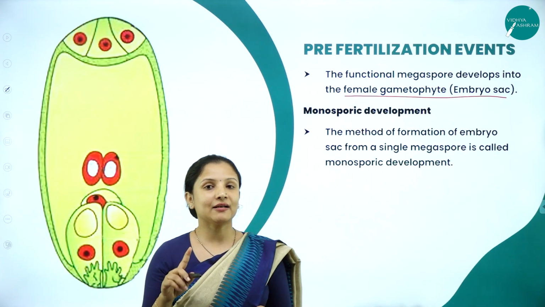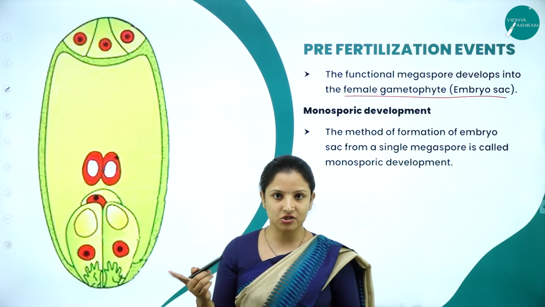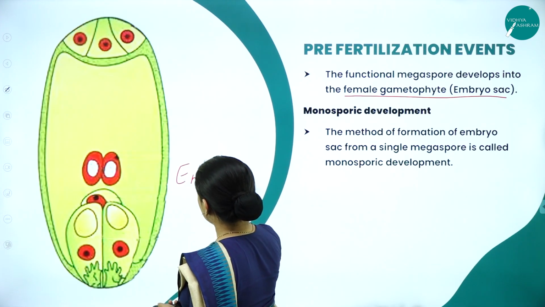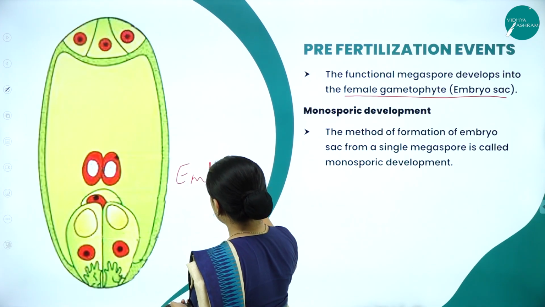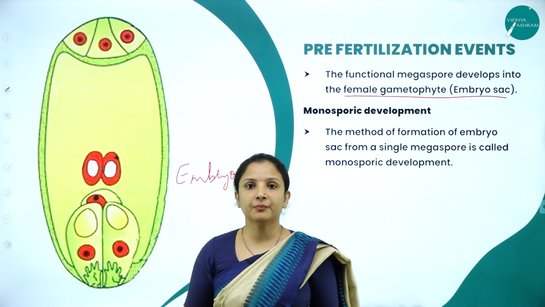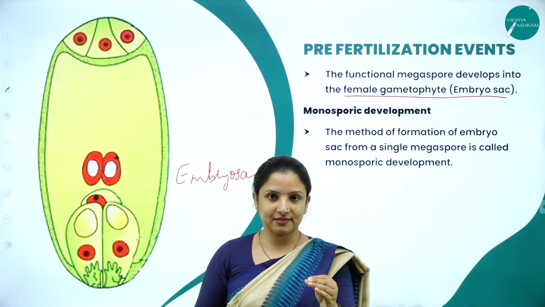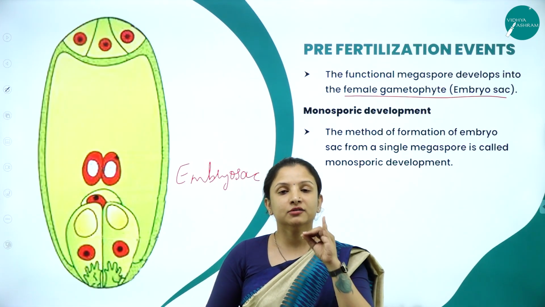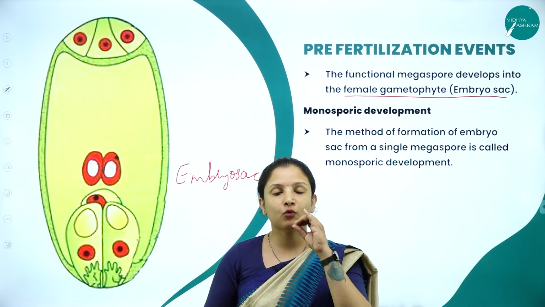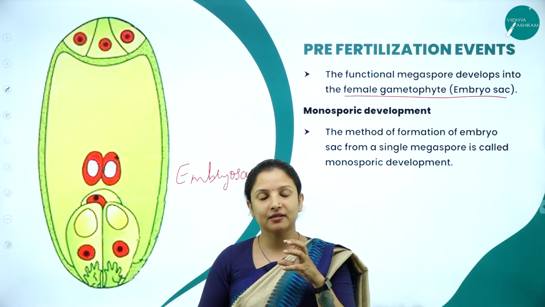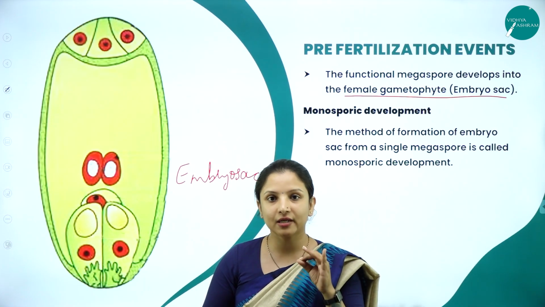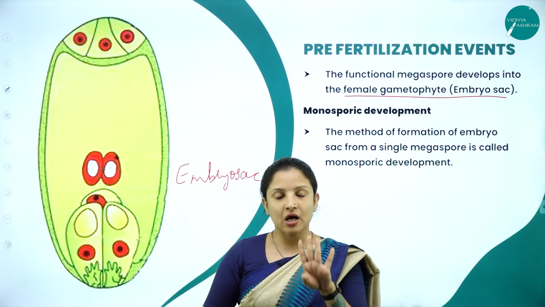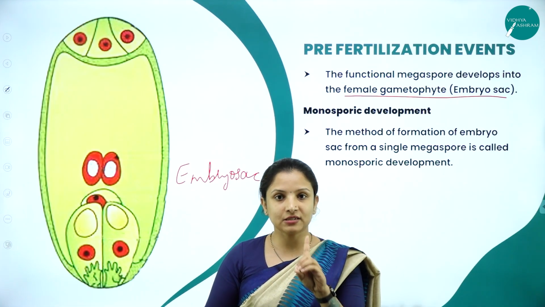Remember, we studied the structure of the embryo sac in the previous session. You can go back and have a look at it. So this is nothing but the embryo sac. From where did this embryo sac form? It formed from the megaspore mother cell, which is present in the ovule of the ovary. The megaspore mother cells undergo meiotic division to form 4 megaspores, and out of the 4, only one is functional.